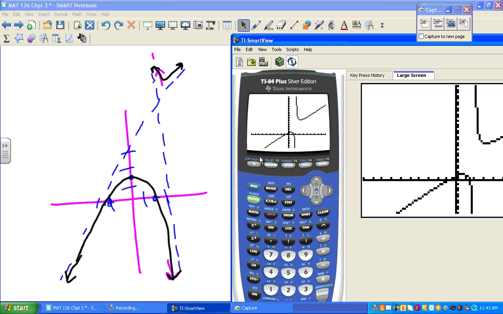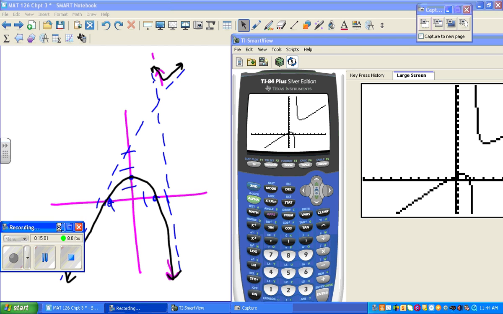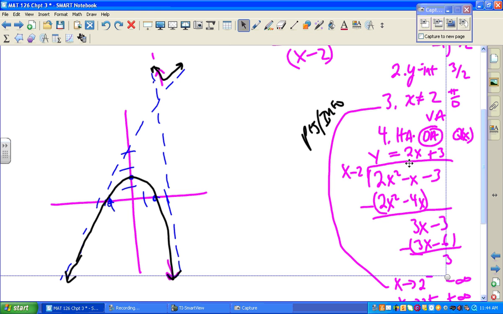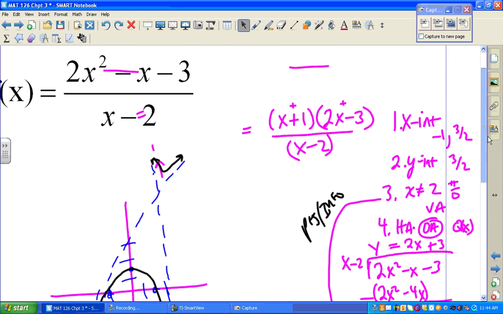Okay? Yeah, it looks pretty good. You see the oblique asymptote, the vertical asymptote, where it crosses the axis. Now remember, some classes you won't have a calculator and some you will. So it just depends on where you're at and what you're doing. Okay? All right. So, moving on to the next one. That was an oblique asymptote. Okay, 2x plus 3.